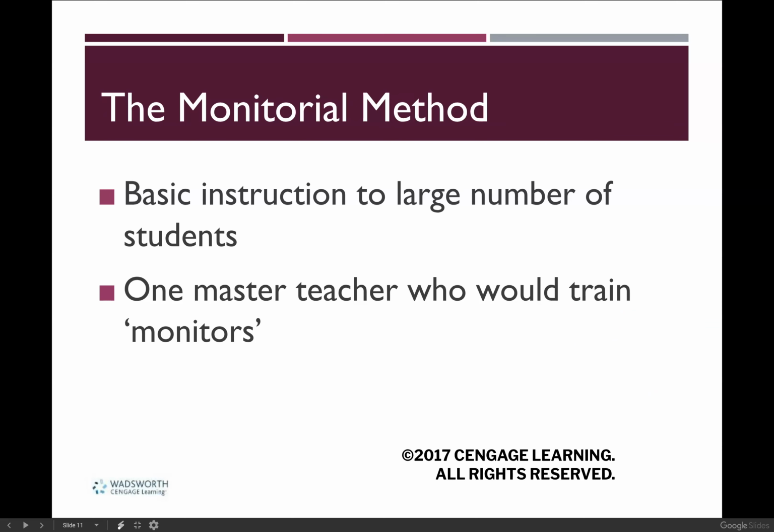So here we come to the monitorial method. The monitorial method has it in its title. These are monitors. So there would be one master teacher and a large number of students, hundreds or so, and they would train monitors. So this is similar to teaching assistants in large schools.